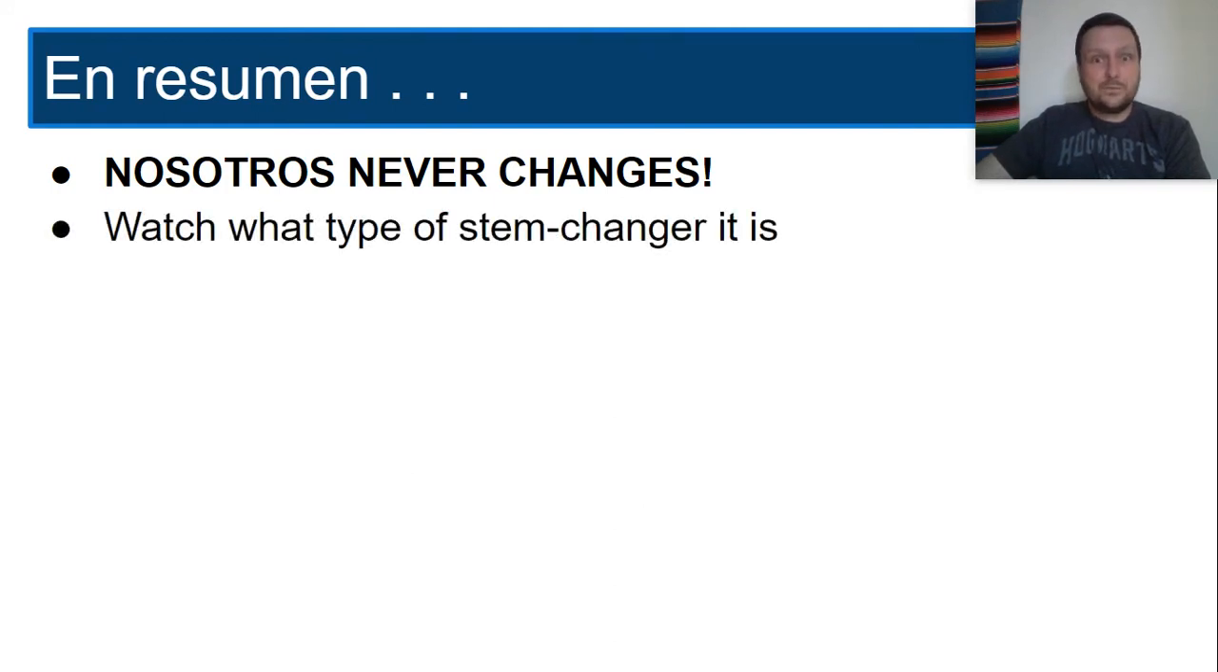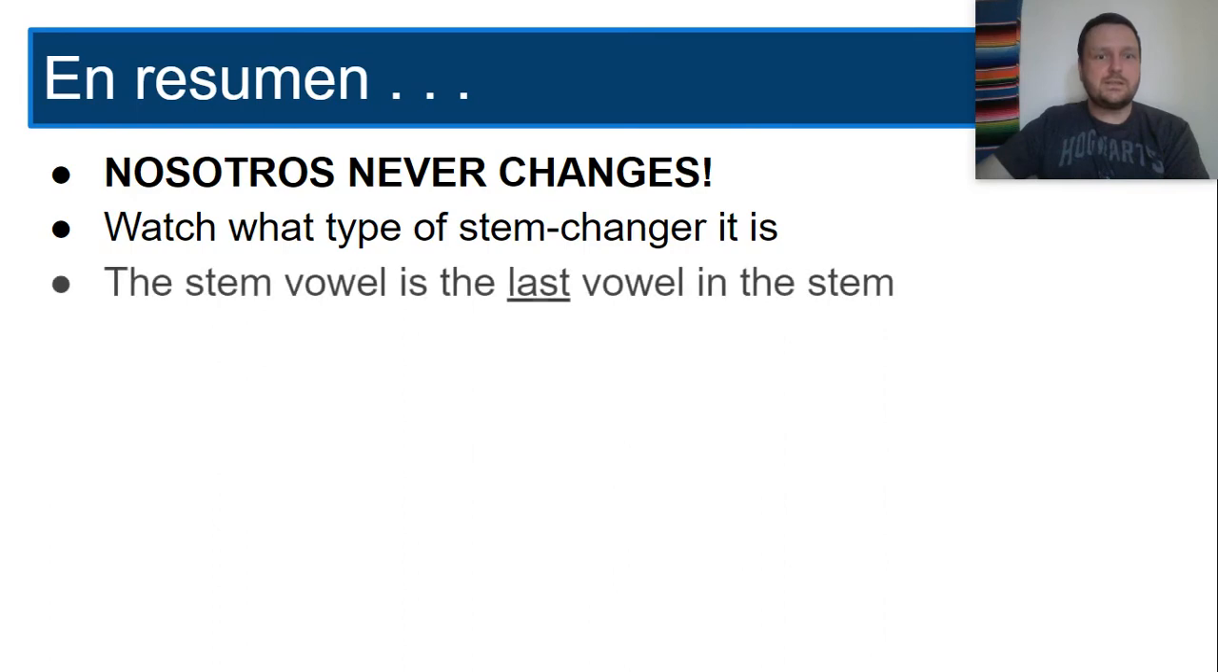Watch what kind of stem changer it is. Right now, we're only using IE changers, so it's pretty easy. But later on, we're going to add UE and I, and things will get a little more complicated, but it's pretty simple as long as you remember: nosotros never changes. Watch what type of stem changer it is. The stem vowel is always the last vowel in the stem. This is true for all types of stem changers.